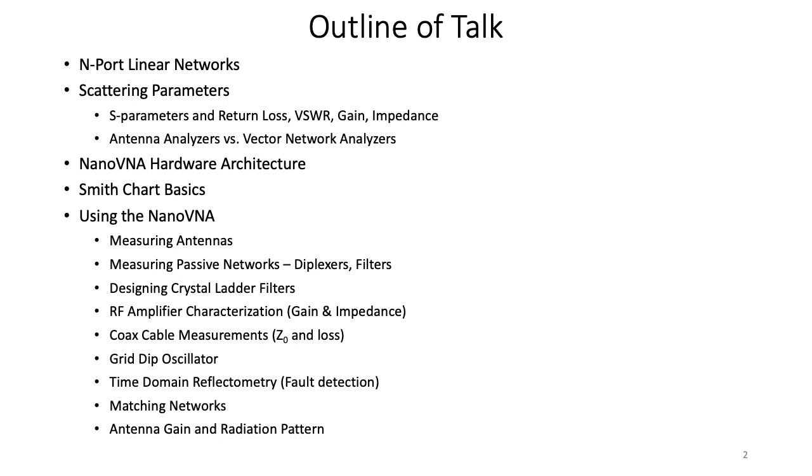We'll make a brief comparison between antenna analyzers, which many of us have used over the years, and the vector network analyzer, which is a much more powerful tool. We'll look at the hardware architecture behind the NanoVNA. From there, we'll start talking a little bit about Smith charts and how they relate to the display of S parameters and their relationships to the performance of linear systems.